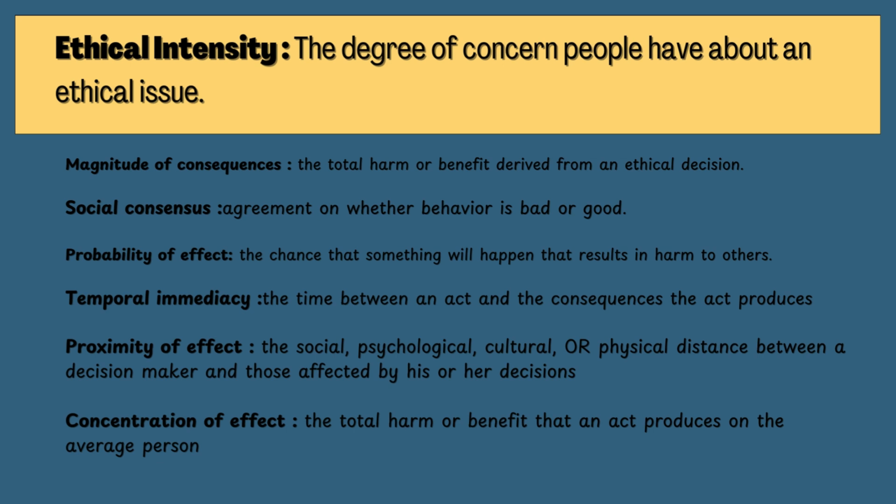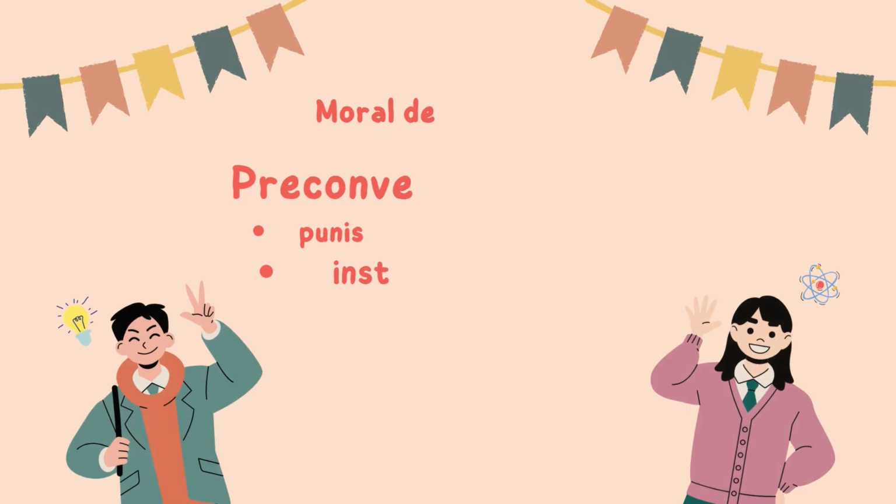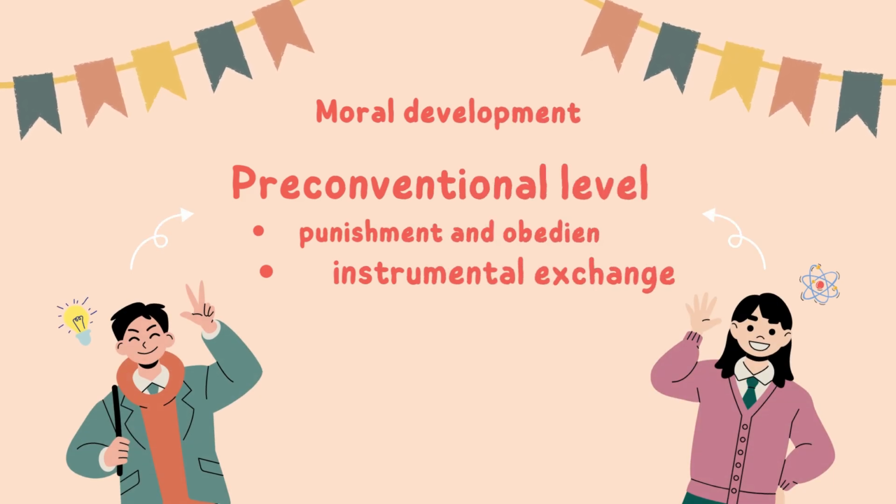6. Concentration of effect. How concentrated is the harm or benefit? A decision affecting one person directly may have a higher concentration than one impacting many indirectly. The second influence on moral decision-making is the moral development stages proposed by Kohlberg. The theory explains how individuals develop moral reasoning through different levels and stages.